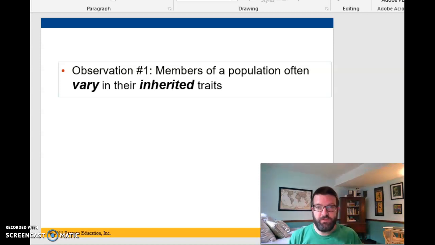Charles Darwin developed his theory of evolution by natural selection based on a couple of observations and a couple of inferences that he made from those observations. The first observation is that members of a population vary in inherited traits. And there are really two things in there. One, there is variation in traits. Two, that variation in those traits is heritable, meaning it's passed on from one generation to the next.